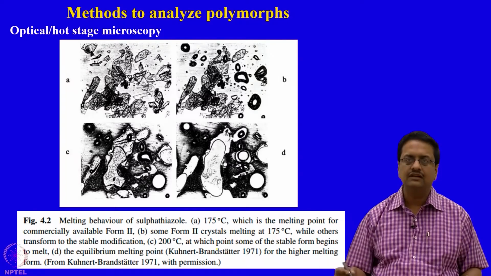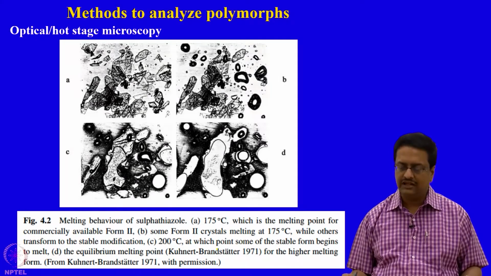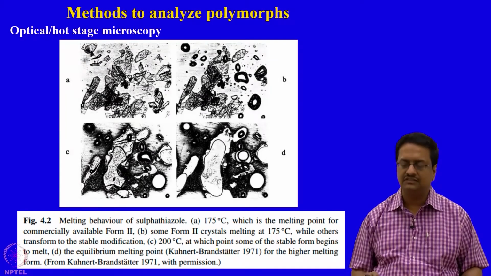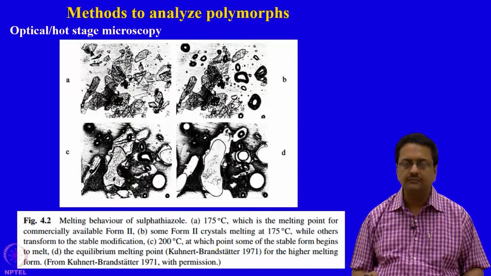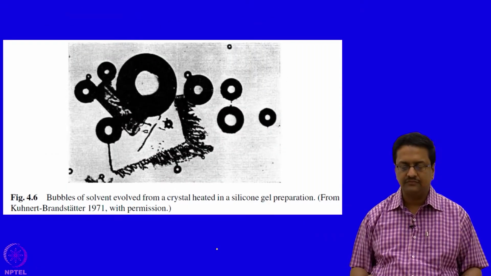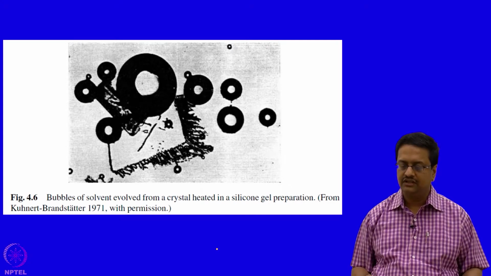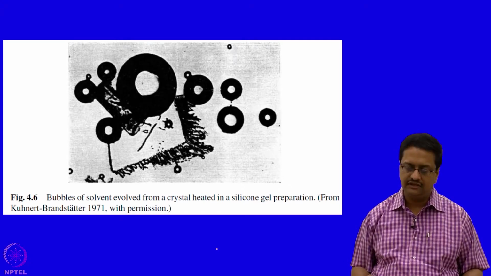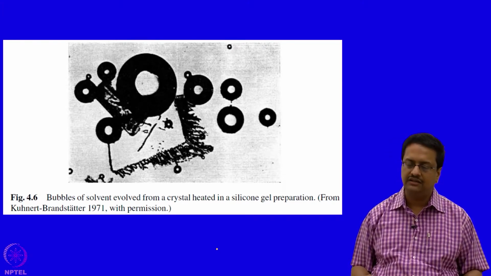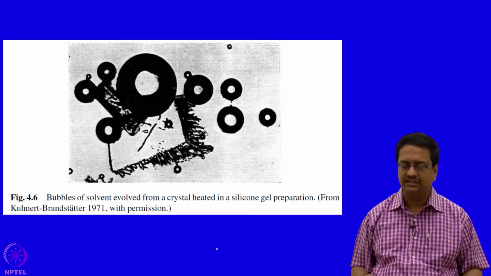Slowly, under the microscope, we can observe different phenomena happening at different temperatures, which can also simultaneously be followed using differential scanning calorimetry. These figures have been adopted from the book by Ewald, where they have been taken from different literature as indicated at the bottom. Here we can see that some solvent bubbles evolve out from a crystal heated under hot stage microscopy. So, if we have any solvent in crystalline phases and on heating that solvent evaporates, we can identify that solvent loss under hot stage microscopy as well.